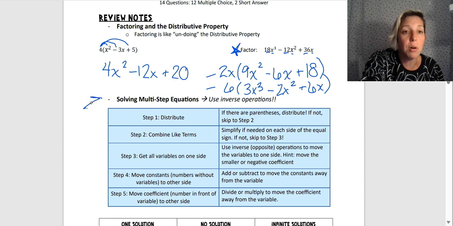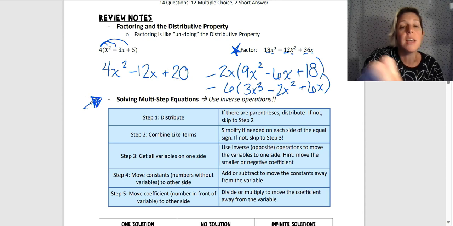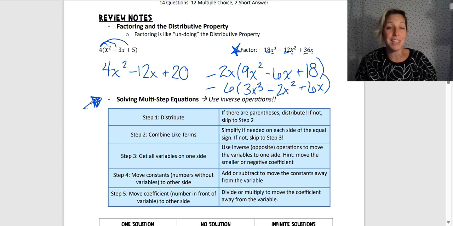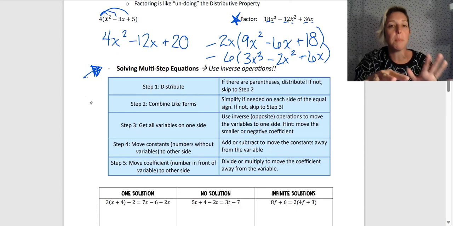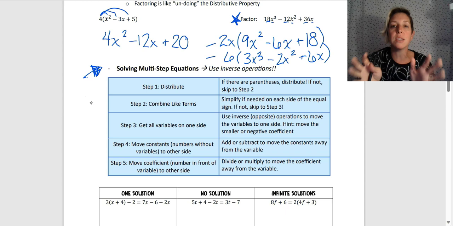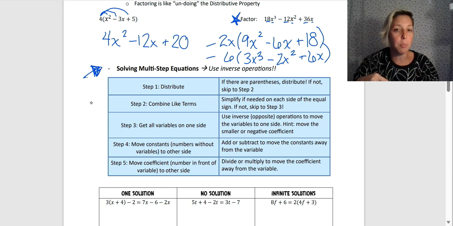Now, solving multi-step equations. This is going to be a big chunk of your exam because these steps you can also use for solving multi-step inequalities. So I'm not going to read through this whole chart, so you can pause the video, you can print this, you can use this, but it's step-by-step what you should do.